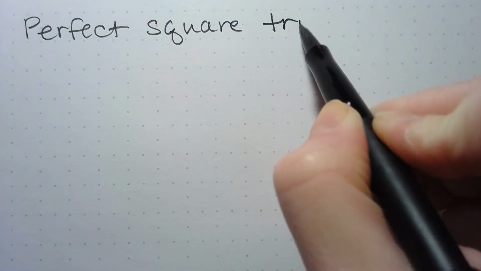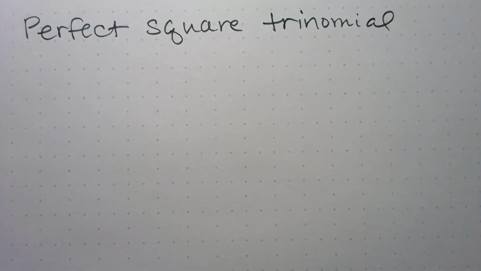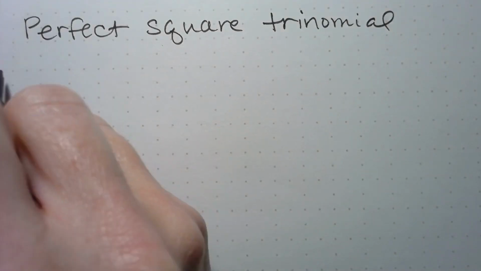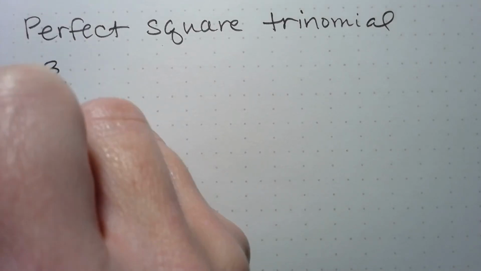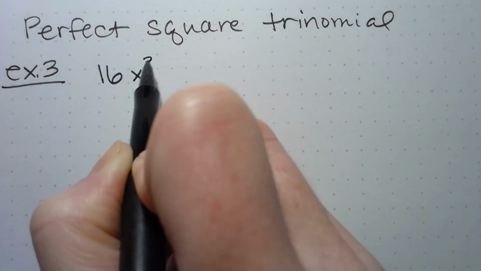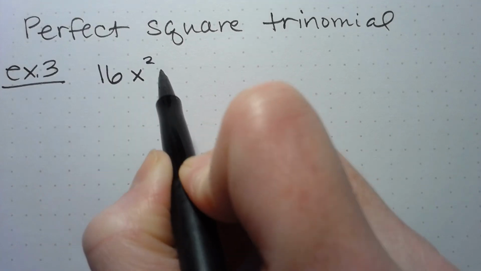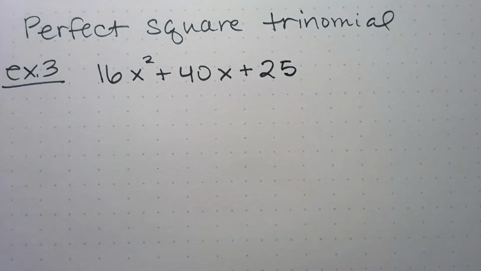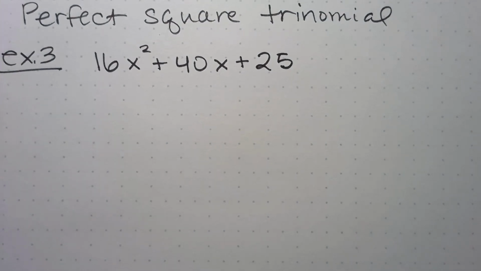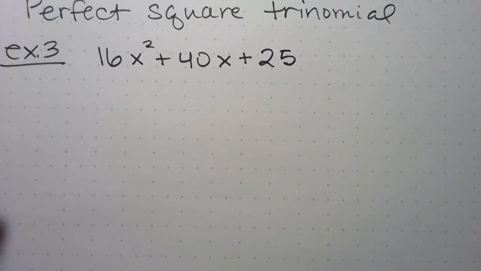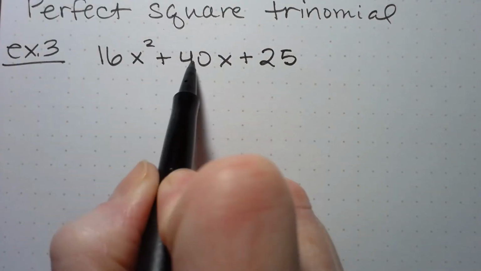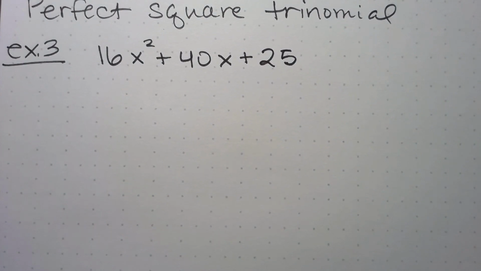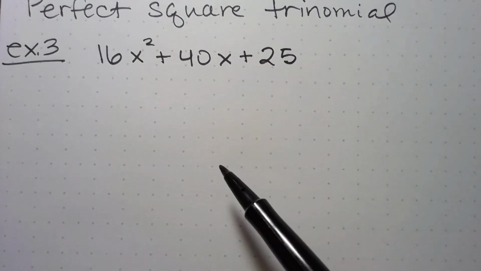What happens when we have a perfect square trinomial? It's very similar. We've got our leading term as a perfect square, our middle term is not, and our constant is perfect. So instead of having no b, we have a b, but we've got a perfect square on each end here.